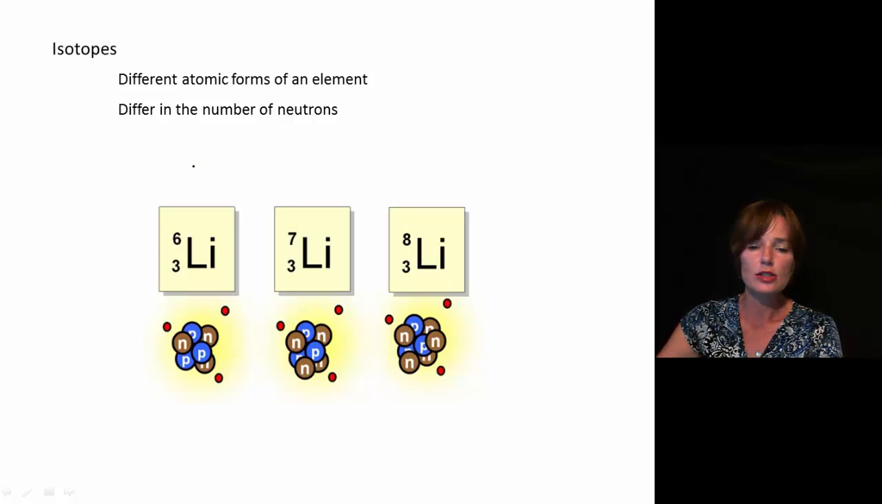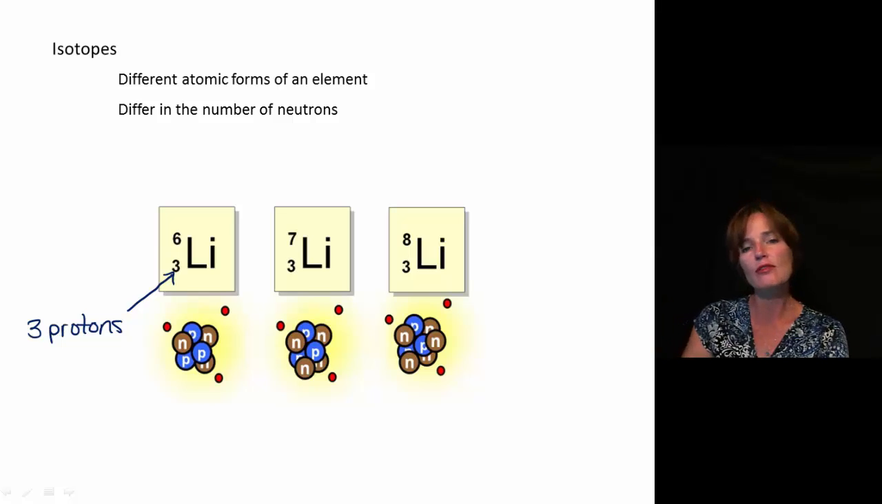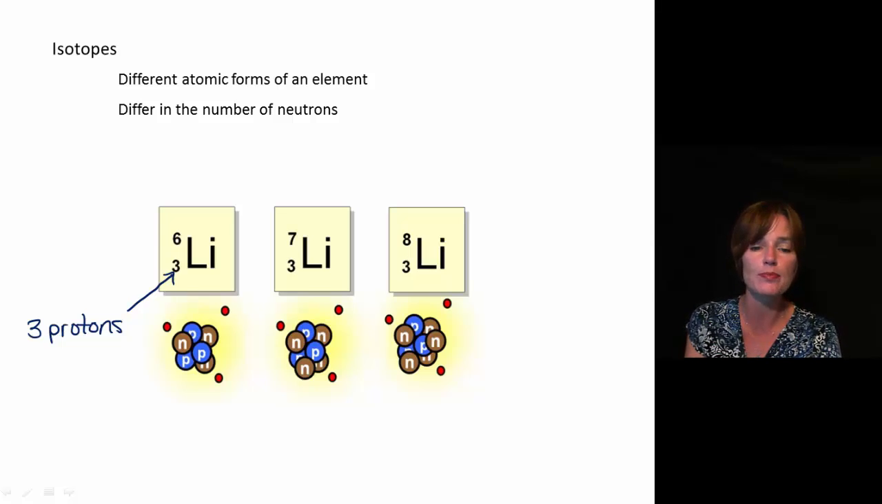And if we look at these 3 examples here on this slide, these are 3 examples of lithium, which is a smaller element. The atomic number for this one is being written right here as a subscript. So lithium always has 3 protons. That's what that number is showing us. And we can see in these 3 pictures that every one of those lithiums has 3 protons. And that would always be the case because 3 is the atomic number of lithium.